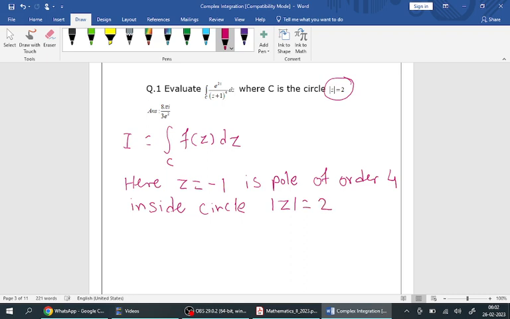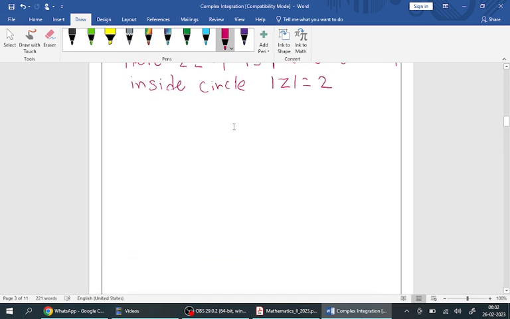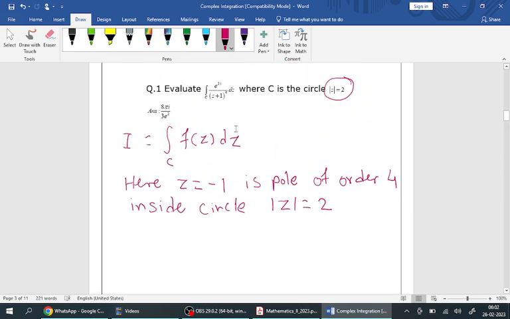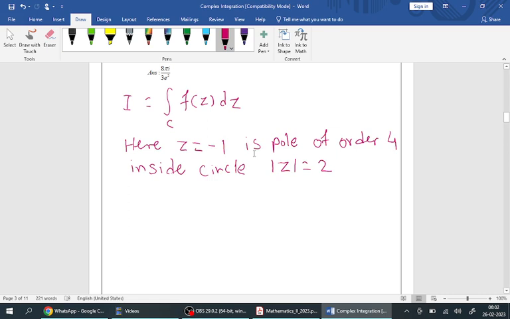So this is the first line you should start with. z equal to minus 1 is a pole of order 4, which is inside the circle mod z equal to 2. Whenever any pole is inside the circle, we should calculate the residue for that. So let R be the residue at z equal to minus 1. So we'll calculate the residue at z equal to minus 1, which is a pole of order 4.